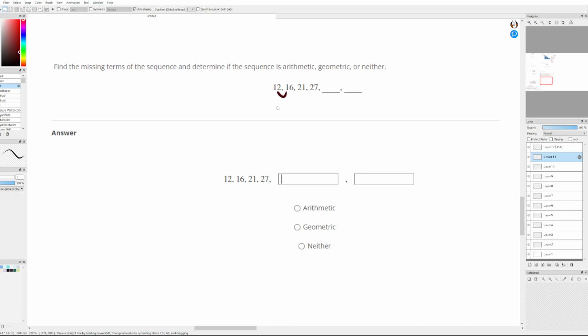We know from 12 to 16, it's plus 4. From 16 to 21, it's plus 5. From 21 to 27, it's plus 6. And that stands to reason that the next one will be plus 7. So 27 plus 7 is going to give us 34. And then 34 plus 8 is going to give us 42. So our next ones are 34, 42. And it is not arithmetic because it is not increasing at a consistent rate. It is not geometric because it is not being multiplied or divided by a consistent amount. It is going to be neither.